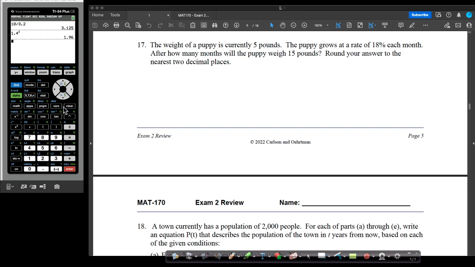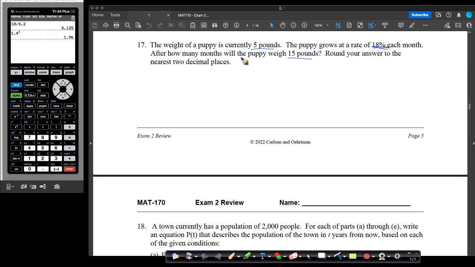Okay, question 17. We've got the weight of a puppy. Starting is 5 pounds. It's growing at a percentage rate, so that's going to indicate to us exponential, 18% a month. After how many months will the puppy weigh 15 pounds? Okay, so it doesn't really tell us too much, but we see a percent change.